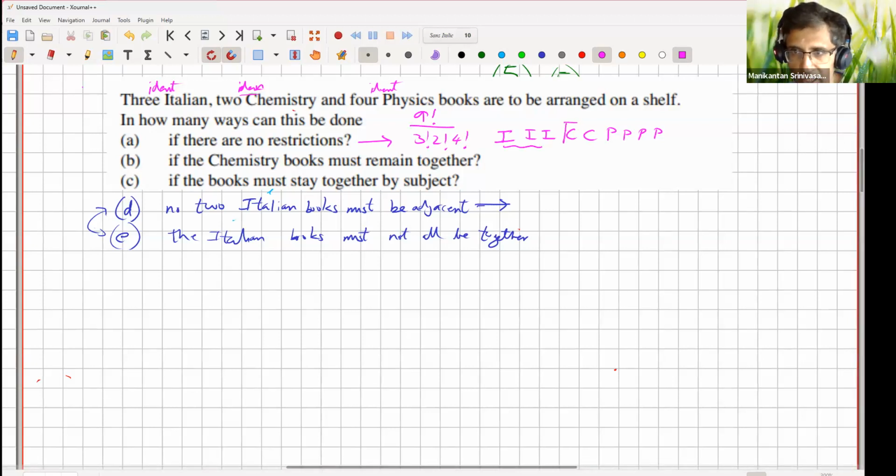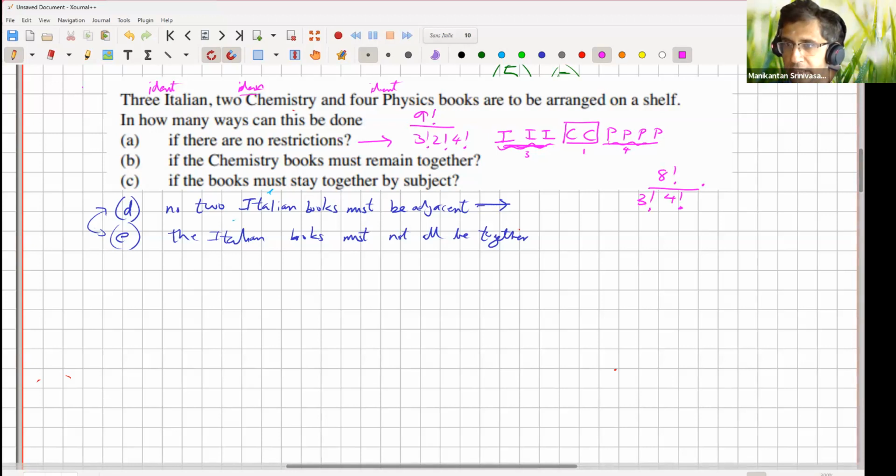Part B, if the chemistry books must remain together, again, I'll finish it off, guys. We'll put the chemistry books together as one block, right? Now, the problem reduces to a total of 8 entities. There are 3 entities here, 1 entity here, 4 entities here. So it's 8 factorial, of which these 3 are repeats, therefore 3 factorial. These 4 are repeats, therefore 4 factorial. If I open the box, the 2 chemistry books are identical. Therefore, there is no multiplying by 2 factorial anymore. It's just that. Does it make sense?